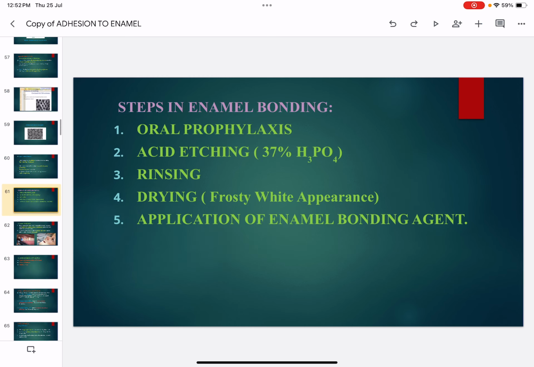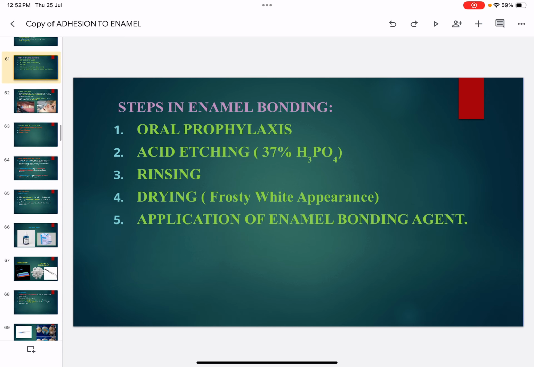So, what are the steps in enamel bonding? First, we do an oral prophylaxis, which includes thorough cleaning and polishing of the tooth surface. Then, we apply 37% phosphoric acid for 15 to 20 seconds. We rinse off the acid for 5 to 10 seconds, followed by drying the tooth surface, which gives a frosty white appearance. After this, we apply the bonding agent.